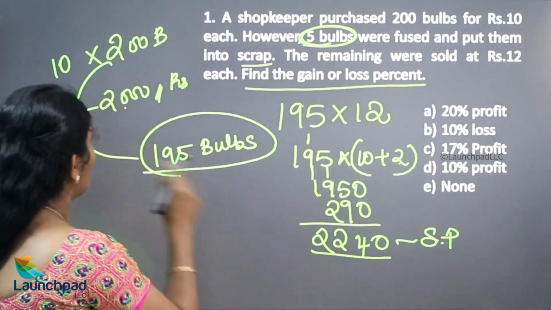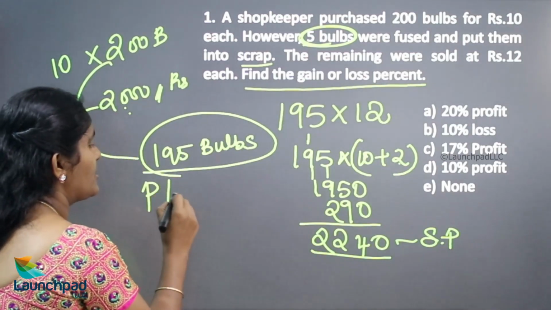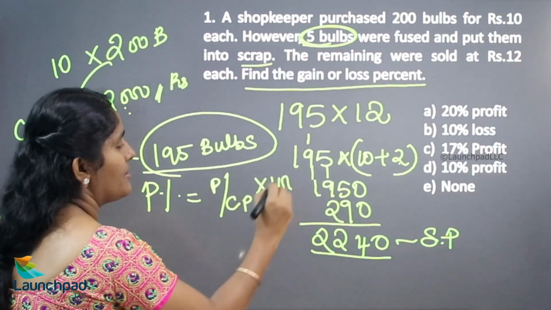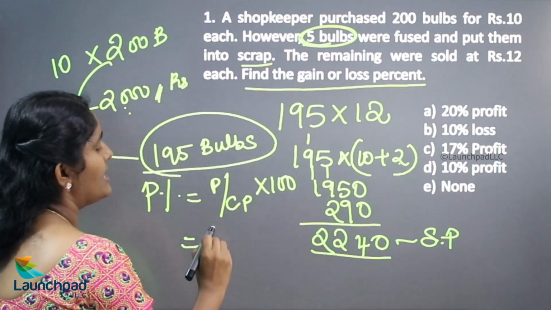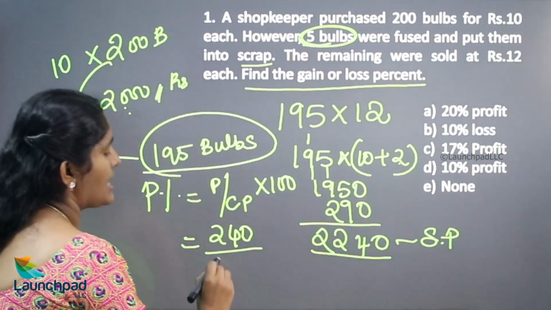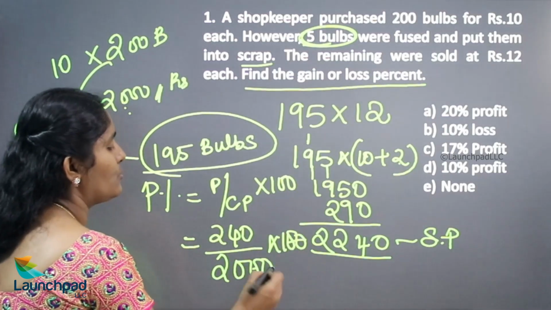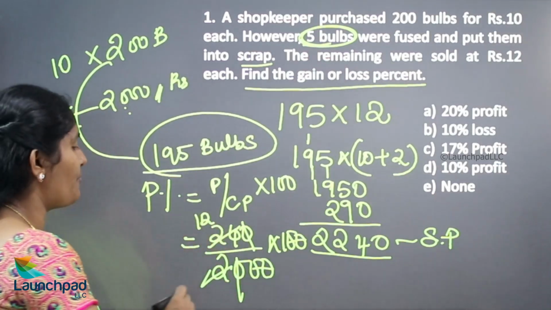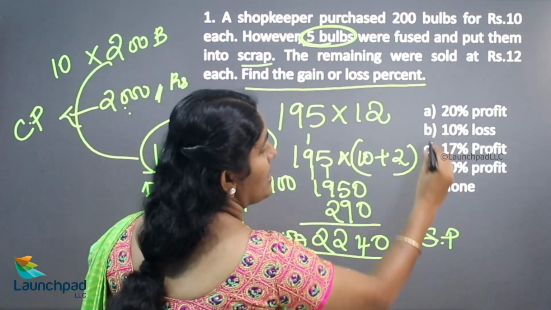Now your question is to find the gain or loss percentage. According to this cost price and selling price, we are getting a profit. Profit percentage is equal to profit divided by CP into 100. What is your profit here? Cost price is 2000 and selling price is 2240. Obviously, 240 is your profit divided by cost price 2000 into 100. Cancelling, there is 12% profit. Your answer is 12%, so none of these.